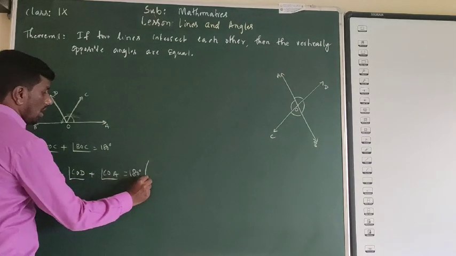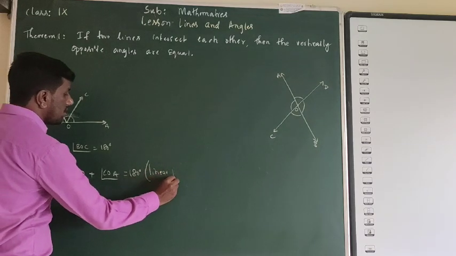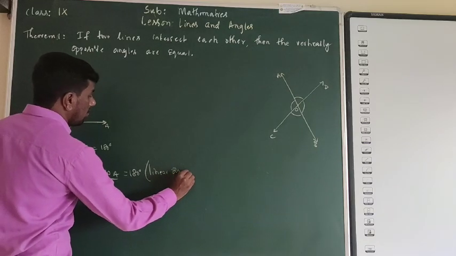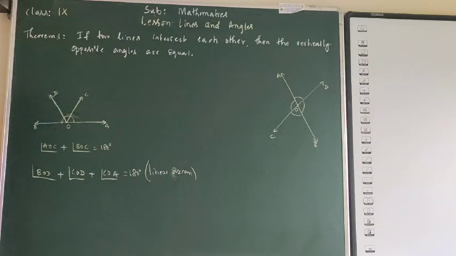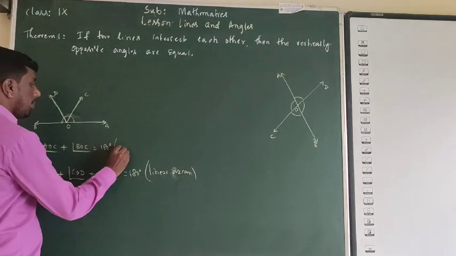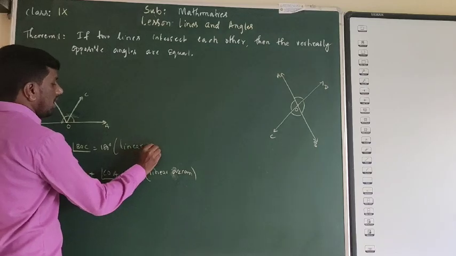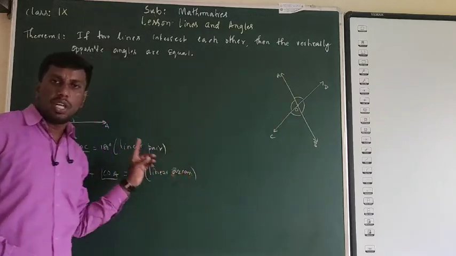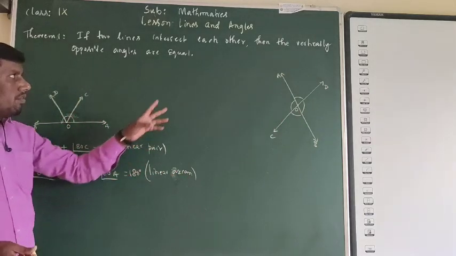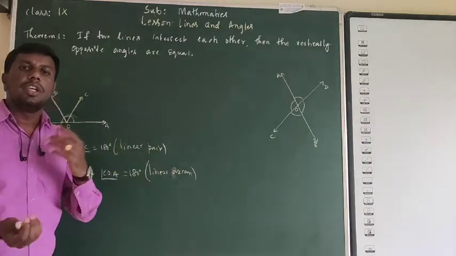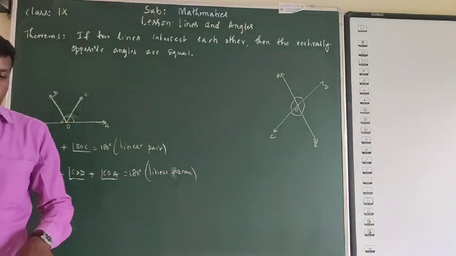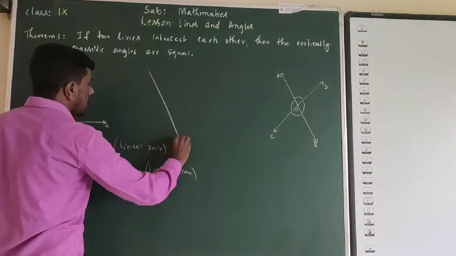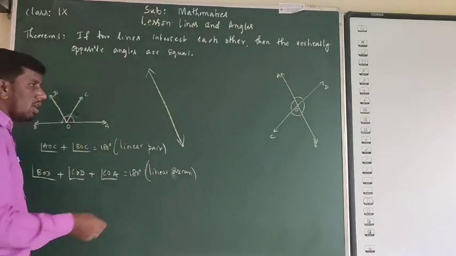It is called a linear pair of angles. This is called the linear axiom, or else the linear pair of angles property. This is also a linear pair. Using the linear pair of angles property, we are going to prove that vertically opposite angles are equal. We'll see how to prove that. Not only this, the straight line may be like this also. Now what is the angle?